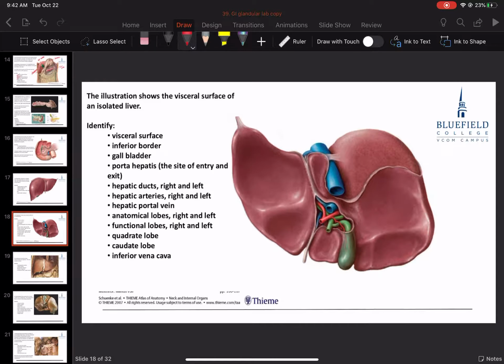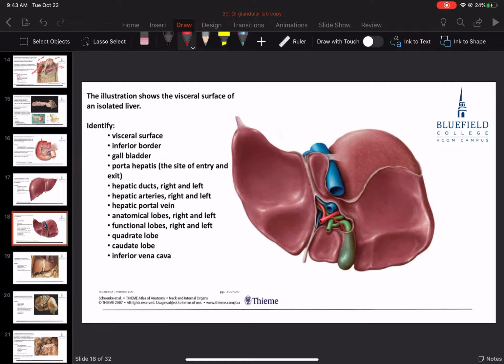Yes? Yeah, so the inferior vena cava through most of its course is retroperitoneal, but then it comes anteriorly and it actually penetrates the central tendon of the diaphragm. So it's not like the aorta, which actually goes posterior to the diaphragm. The inferior vena cava goes through the diaphragm, through the central tendon. As it goes through the diaphragm, it's no longer retroperitoneal.